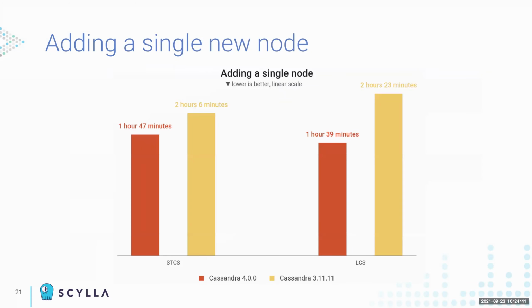So if we focus on the operation of adding a single node, those are the numbers that we measured for the time it took to add a new node. We tested 2 scenarios, 2 compaction strategies, STCS and LCS. The reason we wanted to also test the LCS strategy is because this strategy produces SSTables that might be better suited for zero-copy streaming.